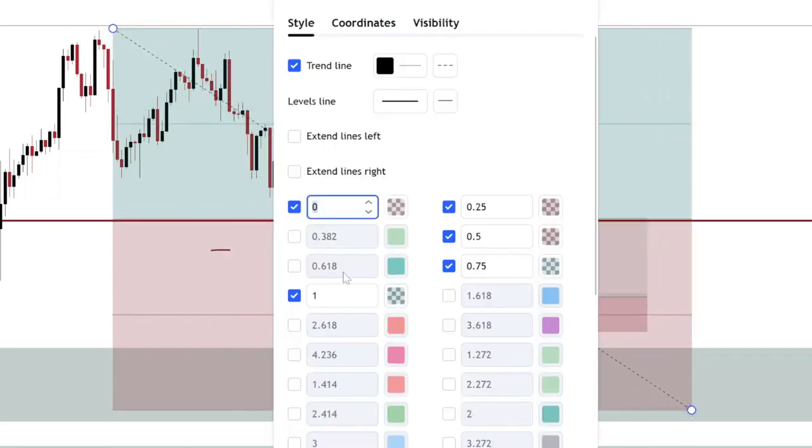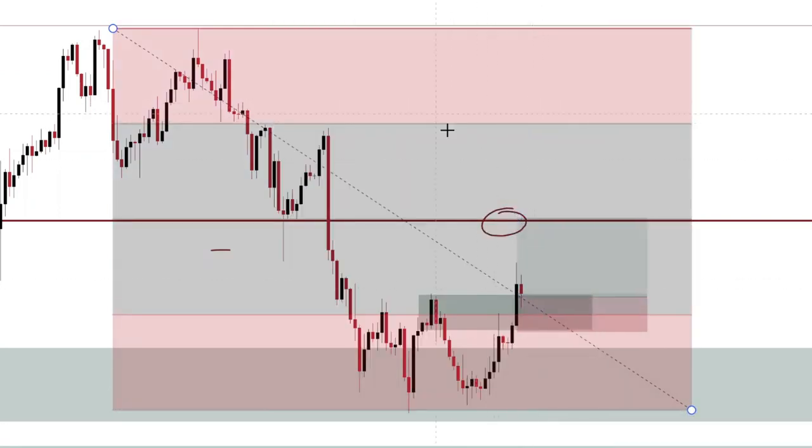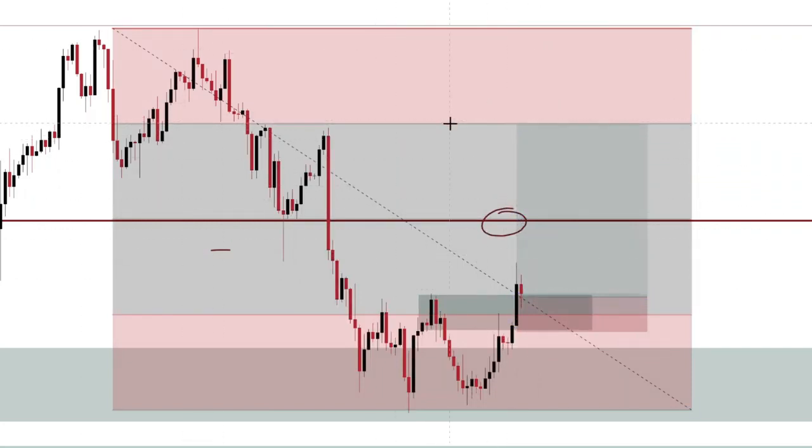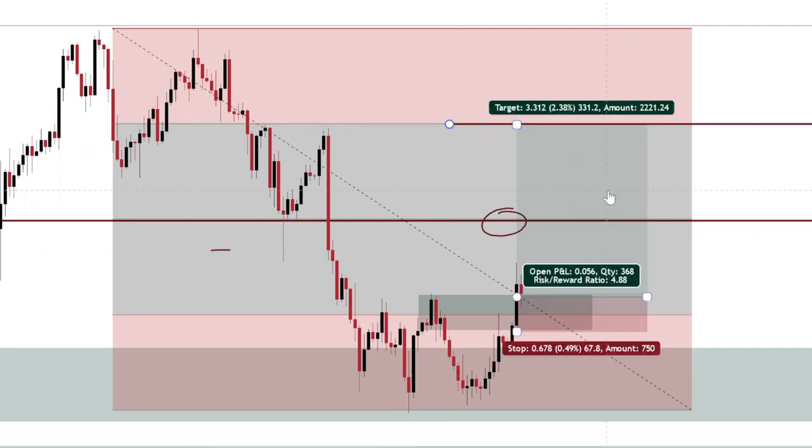Let me change my settings. And you can take your trade all the way to deep extreme. So this could be your potential TP, which is almost a 5-to-1.